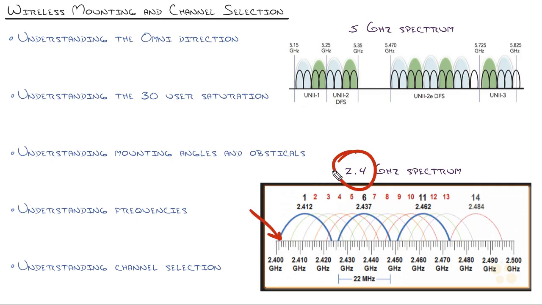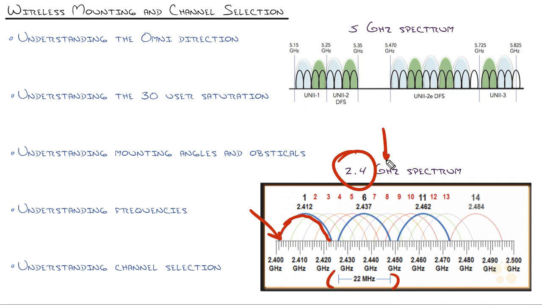Now, one of the things to realize is that these channels actually represent frequency ranges. When we say 2.4 gigahertz spectrum, that's actually a large range in which we divide it into multiple channels. Now look at this. Channel 1 takes from 2.400 all the way up to 2.422 because each one of these channels represents 22 megahertz of that.